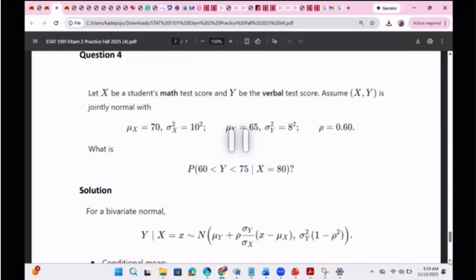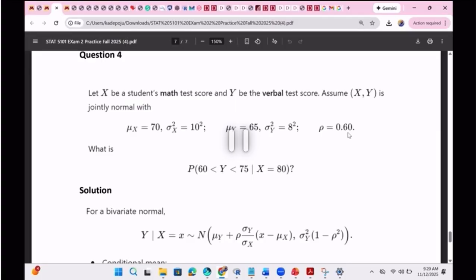Let X be a student math test score and Y be the verbal test score, assuming X and Y are jointly normal. They gave you the mean and the variance of the math test score, and also the mean and the variance of the verbal test score, and they gave you a correlation value, which means the two scores vary together. You can see the correlation exists. That is 0.60.